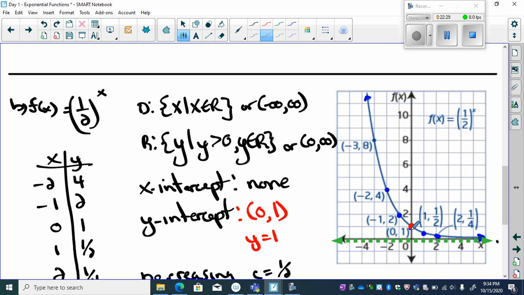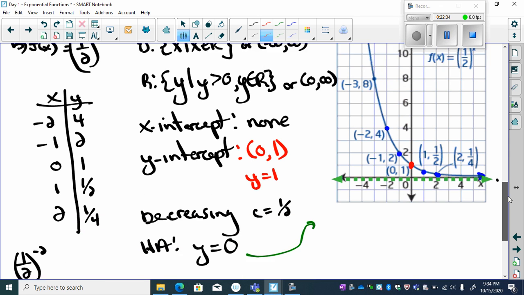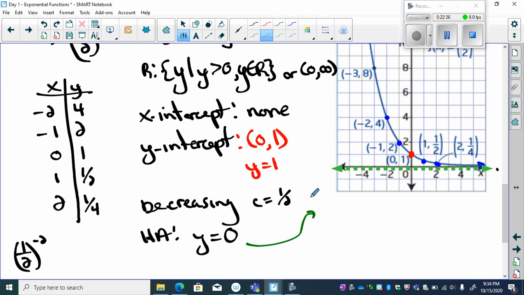Check it out. Here's the y-axis. There's where the blue curve crosses it. That's the point 0, 1. We said it's decreasing because the base was between 0 and 1, and we know that the horizontal asymptote is this line right here, y equals 0, the x-axis.